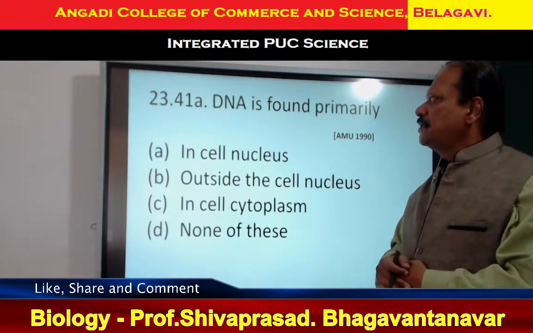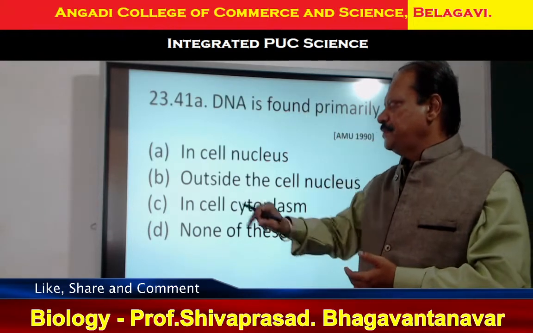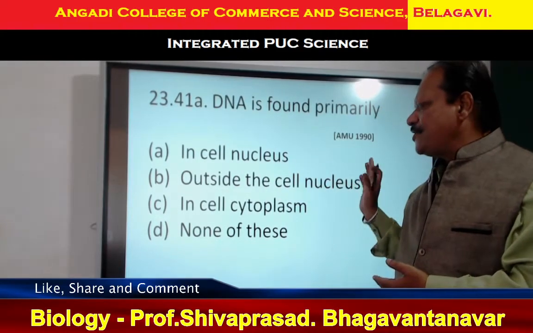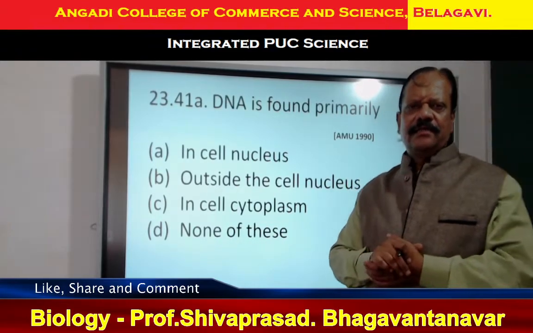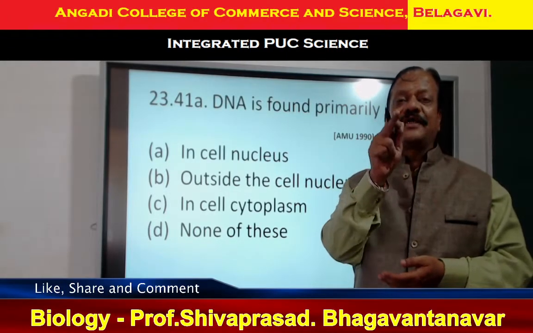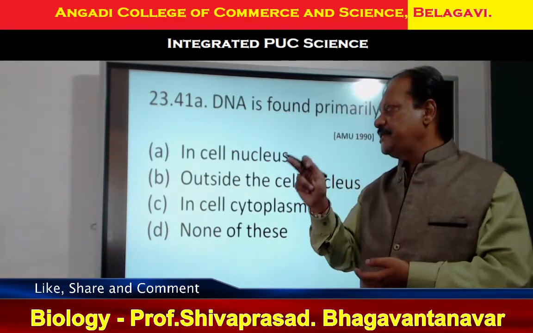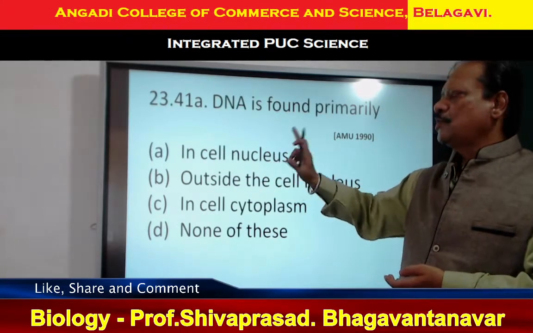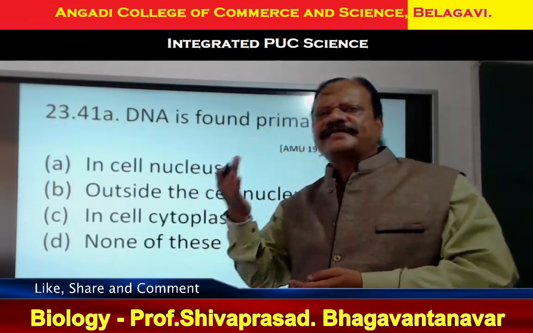So here, DNA is found primarily in the cell nucleus, outside the cell nucleus, in the cell cytoplasm, or none of these. As I told you, the nucleus contains chromosomes, the chromosomes contain genes, and chromosomes are nothing but DNA. So as a result, it is found inside the cell nucleus. So option A is the right answer. We'll move to the next question.